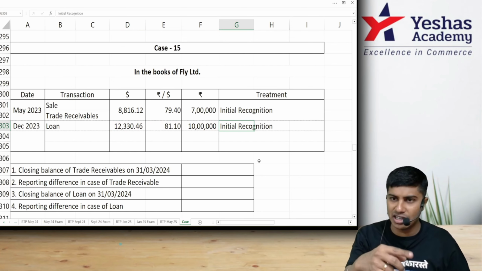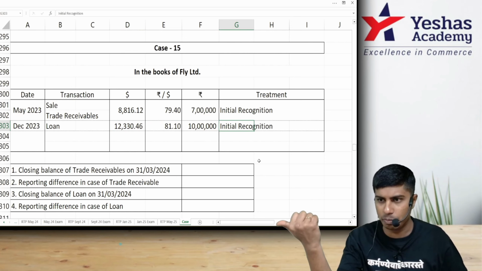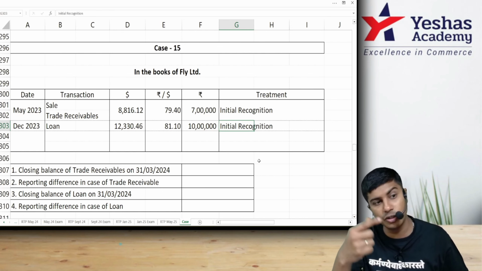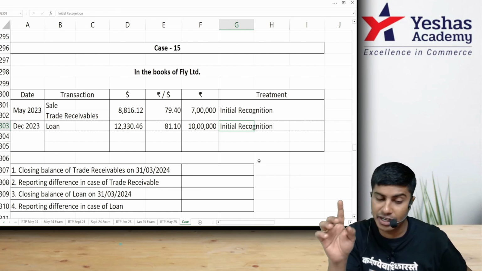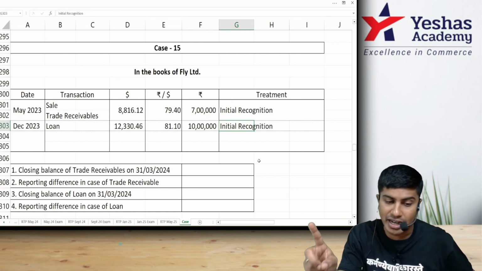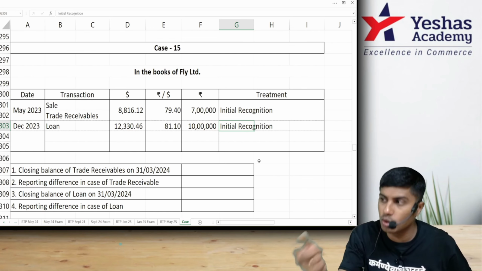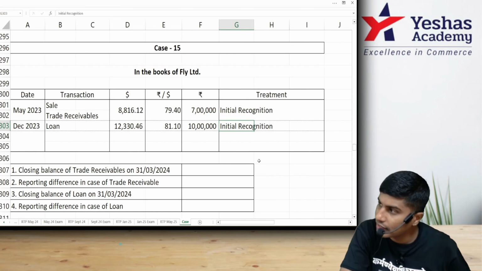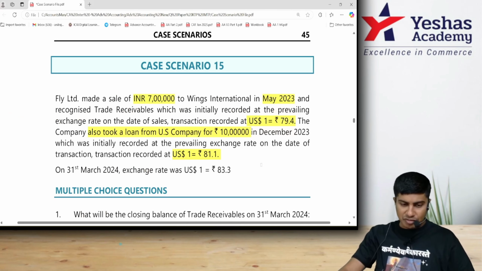If it has been settled during the year, settlement difference will go to P&L. If it is not settled, I need to restate, not sales, but the trade receivables asset. I need to restate the loan liability into the closing rate. The difference will have to be taken to P&L. Did you all get this? See what's happening after that.